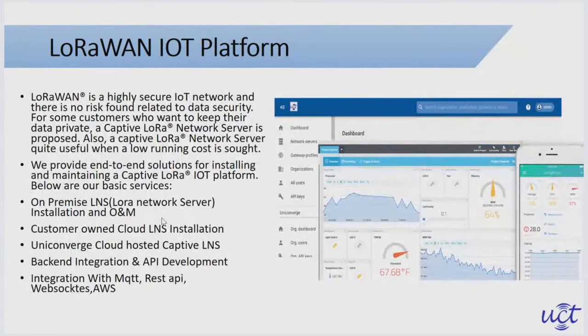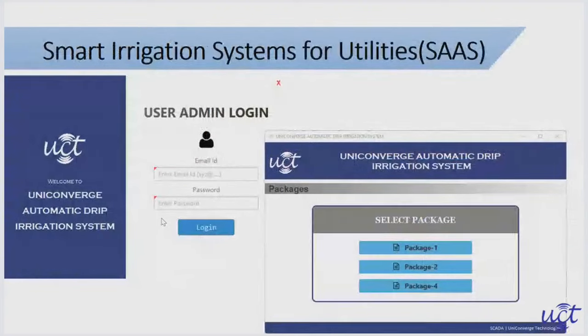And this is the IoT cloud platform that we are using for controlling the irrigation. We have designed a smart irrigation system for utilities, which is in a software as a service model, where you can control all the irrigation lines and equipment using this software.